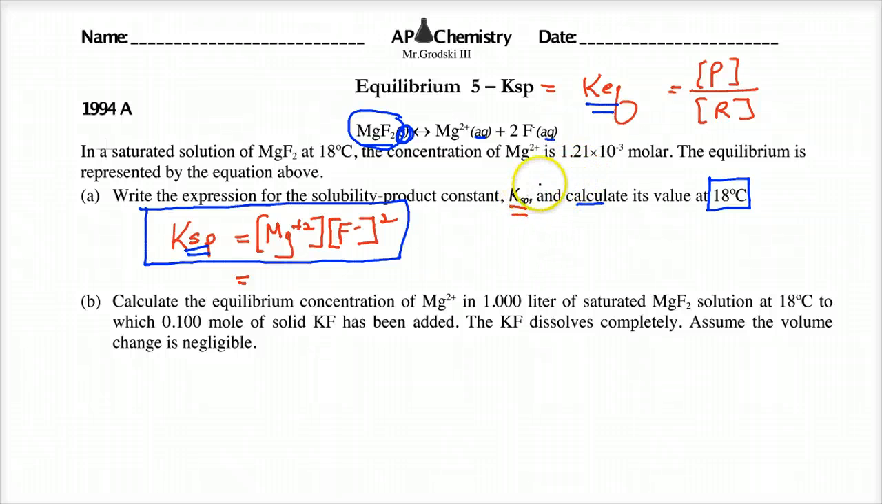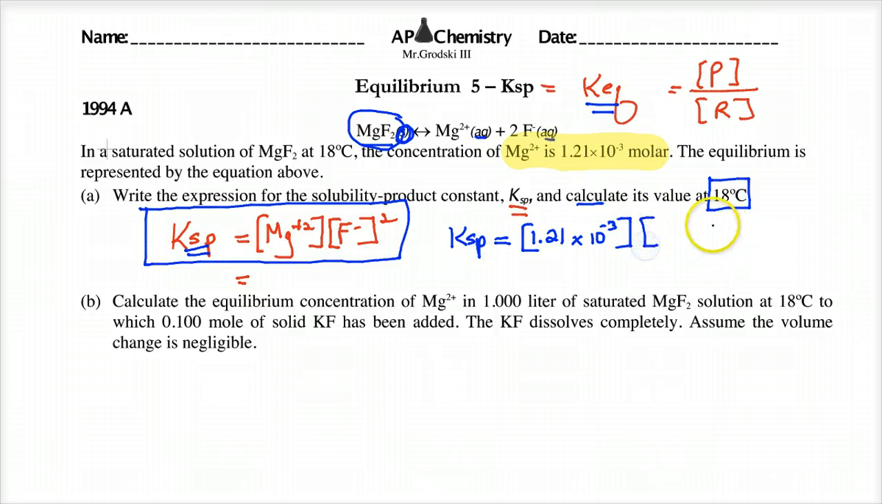Okay, so in any case, what they're saying is that we have some information here. We have a concentration of the Mg2+ to be 1.21 times 10 to the negative 3 molar. Okay, so that's a concentration. And I can plug that in right away. So in the Ksp expression I use 1.21 times 10 to the negative 3 molar. That's my concentration for my Mg2+, right there. Now the question is, what do I use for my F? I'm trying to solve for the Ksp, so obviously I need to know the value of my F negative.